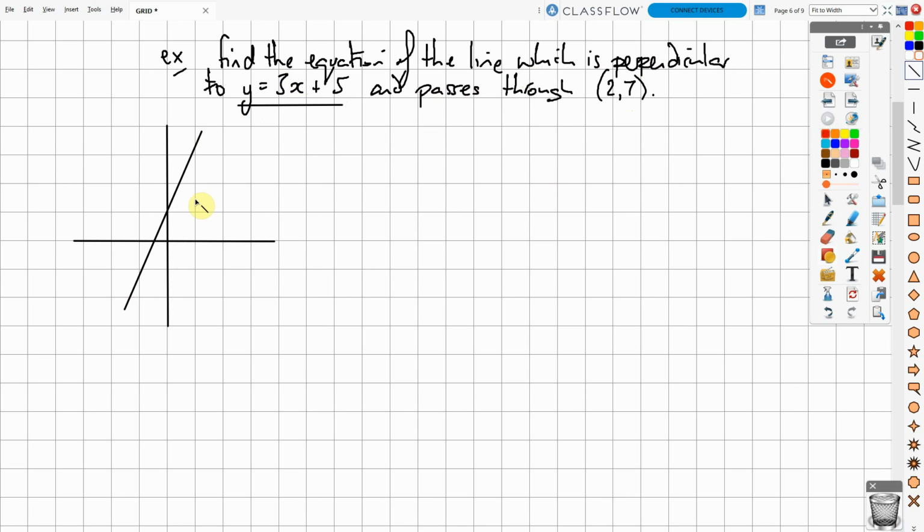This line, which is perpendicular to y = 3x + 5, is to go through (2, 7). (2, 7) might be somewhere there, perhaps. And the line that goes through this point and is also perpendicular to this line is going to look something like that. So I can see that I've got a negative gradient. I can see I've got a positive y-intercept. All these things will help me judge at the end if my answer is believable.